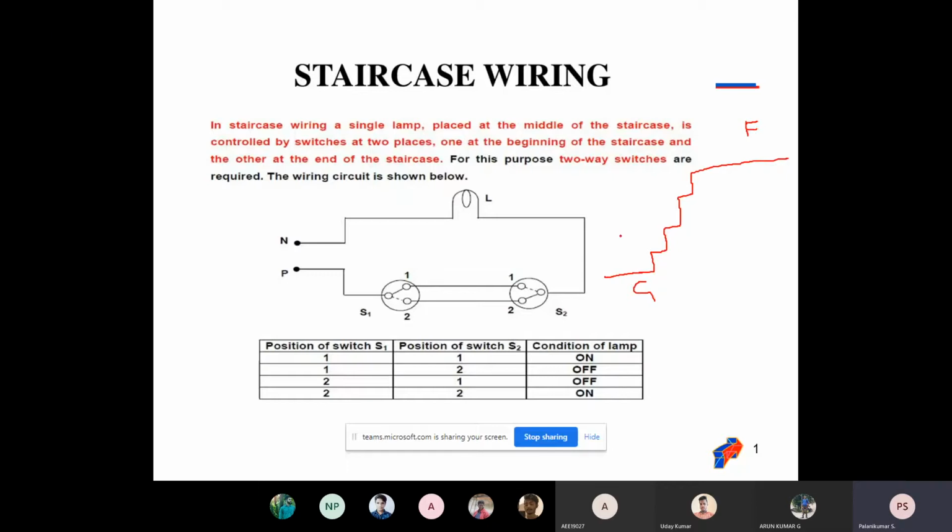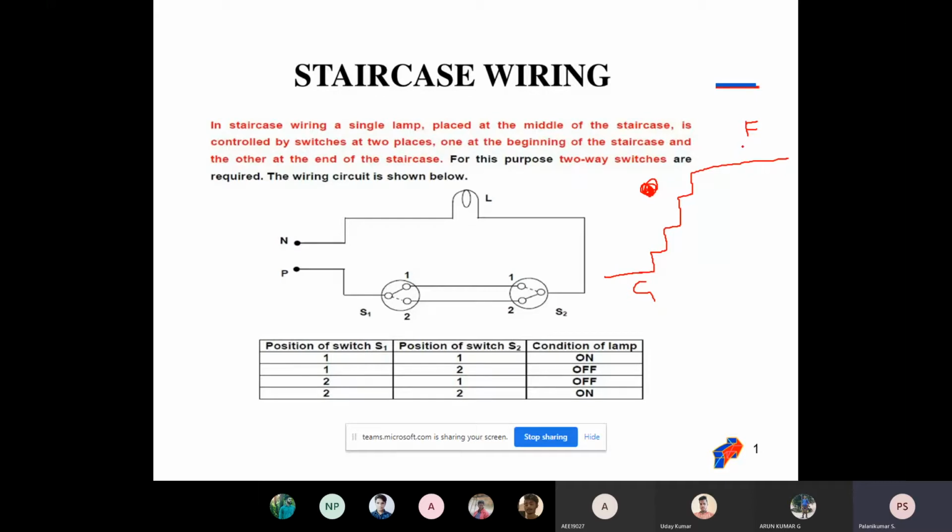Whenever a person wants to use the staircase to go to the first floor, we will provide a lamp for illumination during the night time. That lamp has to be controlled. For example, whenever a person is near the staircase on the ground floor, he will switch on the lamp, so all the steps in the staircase will be properly illuminated. Because of the light, the person can climb the staircase without any difficulty and reach the first floor.